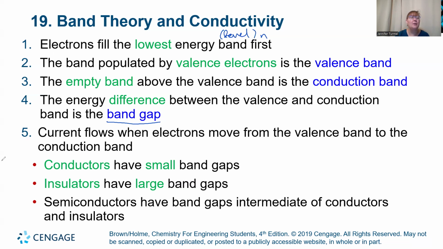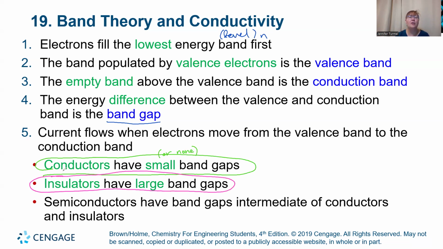The thing to remember here is that conductors have very small band gaps or no band gaps. And insulators have very large band gaps, and that large band gap prevents the electrons from actually crossing it. Now, semiconductors have band gaps that are intermediate. So they're not small and they're not large, they're in between.